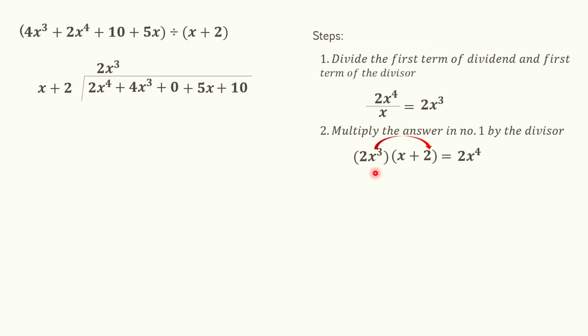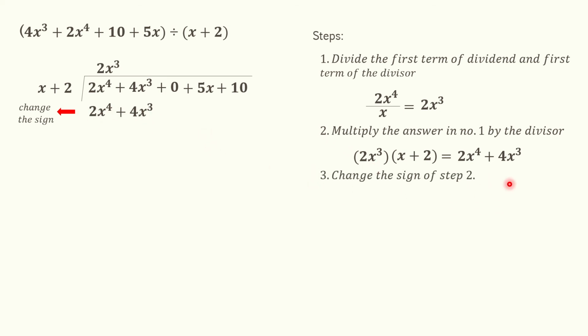Then you have 2x cubed times 2, that is plus 4x cubed. So, the same procedure after getting this product, ilalagay natin dito. So, you'll have 2x to the 4th plus 4x cubed. And sabi dyan, we have to change the sign. So, lahat sila positive, so magiging negative yan lahat pag nag-change na tayo ng sign. Okay, so negative na lahat.